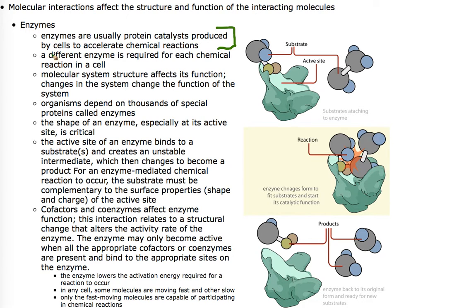So a different enzyme is required for each chemical reaction that's going on in a cell. They're very specific. They can only do one specific thing because of shape requirements. Molecular activities in a cell all require different enzymes. And basically every cell and organism depends on thousands of special enzymes to make chemical reactions take place.